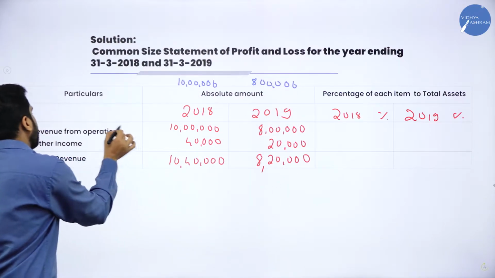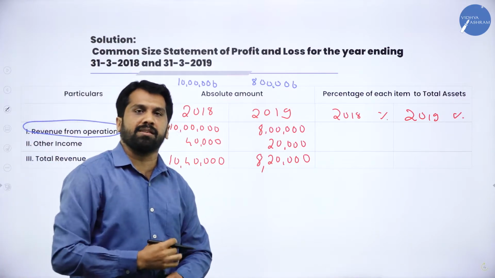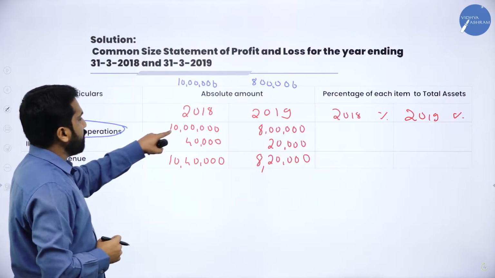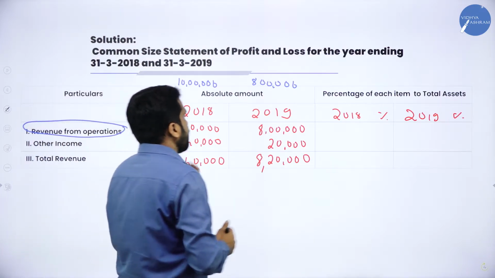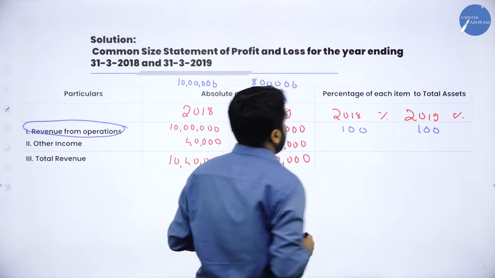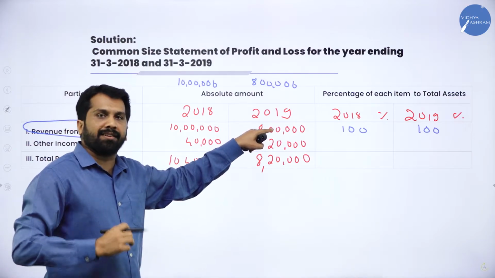Revenue from operation is your base, your denominator. Now, how to calculate percentage? First, we'll calculate for this one. This is always 100%, the first one. Why? Because this is only your base. So the first one is always 100%.